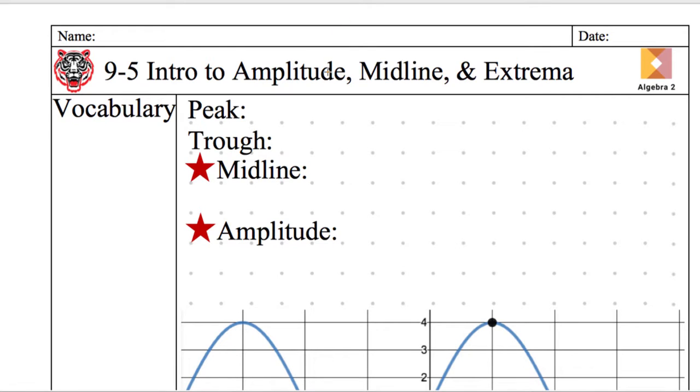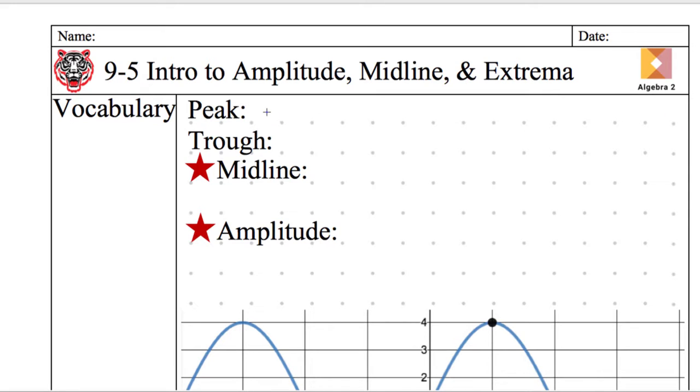This is Algebra 2, Lesson 9-5. We're talking about the intro to Amplitude, Midline, and Extrema. Intro because we're talking about the graphs first, and then the next lesson, 9-6, is going to be talking about these same concepts, but from an equation. So let's get started with some vocabulary.